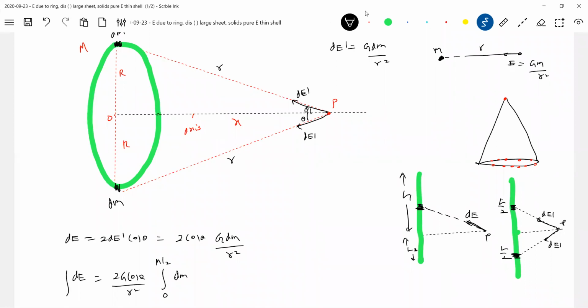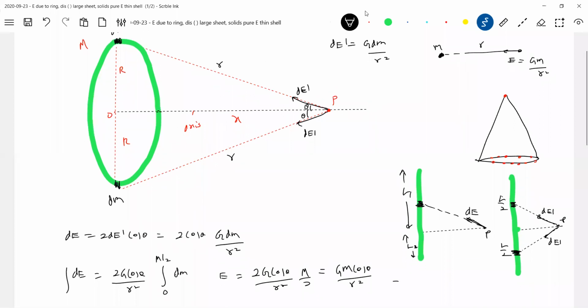So the total field is given by 2g cos theta by r square times m by 2, or gm cos theta by r square. What is cos theta? X by r. So this will become gm x by r cube. What is r? Root of x square plus r square to the power of 3 by 2.